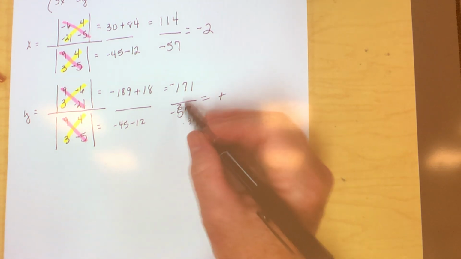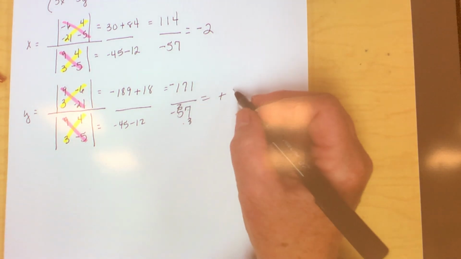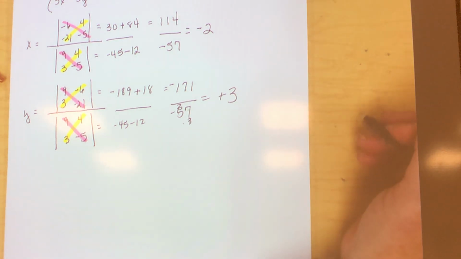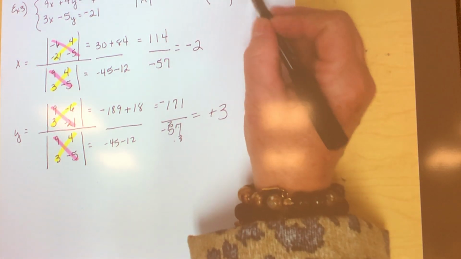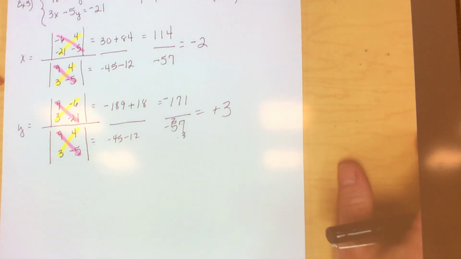3 times 5 is 15, and 2 is 17. So guess what my answer is? 3. You could use long division, but geez. Why? People, why? Come on, use your noggin. All right, so there's my answer, negative 2, 3.